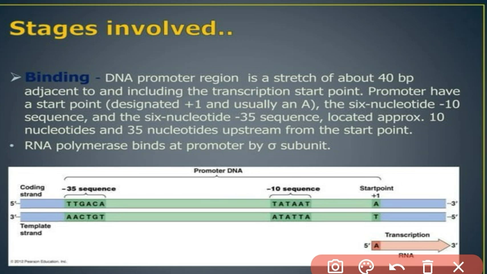On a DNA, there is one region called a promoter. A promoter is a DNA sequence onto which transcription machinery binds and initiates transcription. In most cases, the promoter lies upstream of the genes that it regulates. Although promoters vary among prokaryotic genomes, a few elements are conserved. The DNA promoter region is a stretch of about 40 base pairs including a transcription start point. A promoter has a start point designated as +1 and usually it is an adenine.